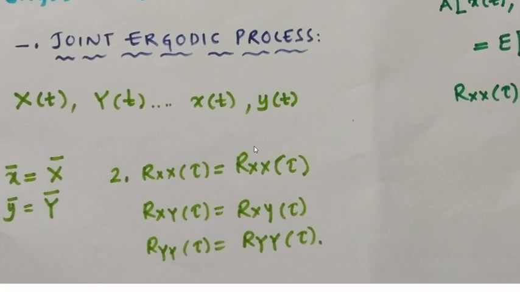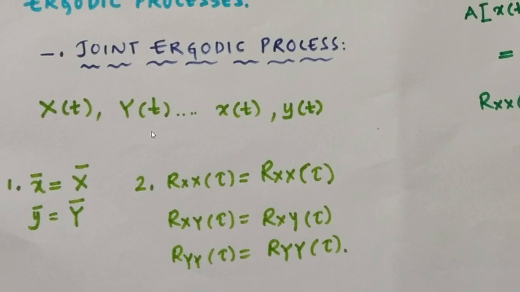Let x(t) and y(t) be two random processes with the sample functions x(t) and y(t) respectively. The two random processes are said to be joint ergodic processes if they are individually ergodic, and their time cross correlation functions are equal to the respective statistical cross correlation functions. That is, these are the two conditions.